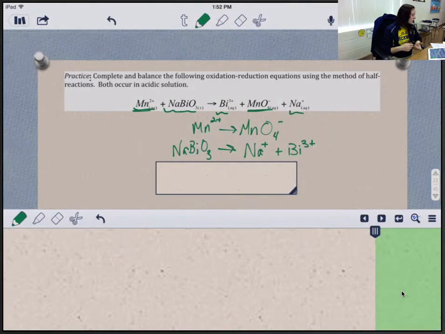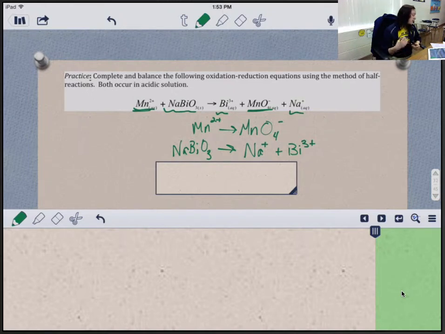All right, so now my next step tells me to balance all the elements except H and O. So I look at both of them and say, okay, I have one Mn on the left side, one Mn on the right side. Those are good. In the bottom one, I have one Na on the left side, one Na on the right. I have one Bi on the left, one Bi on the right, so those are all good. So I basically just have to get my H's and O's and electrons figured out.